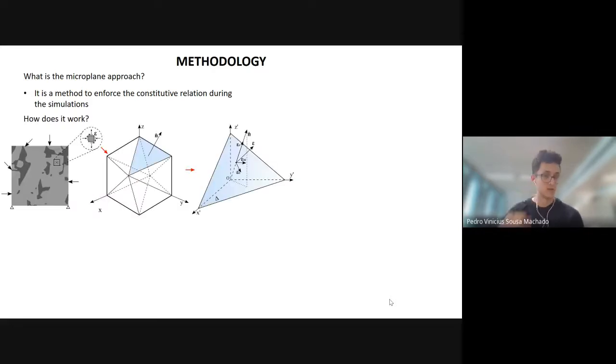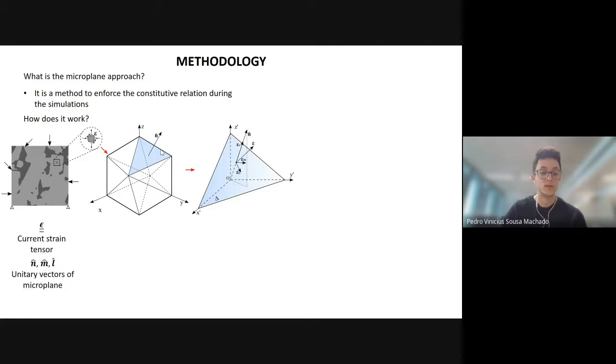So let's imagine that we are simulating this sample of material here, a squared sample of tungsten carbide. If we are looking at a point, the microplane approach basically discretizes this point into several directions. And then we enforce our constitutive relation in each of these directions. The constitutive relations give us the stress out of the strain, or vice versa, depending on what you want to do. But in the microplane approach, we use the strain.